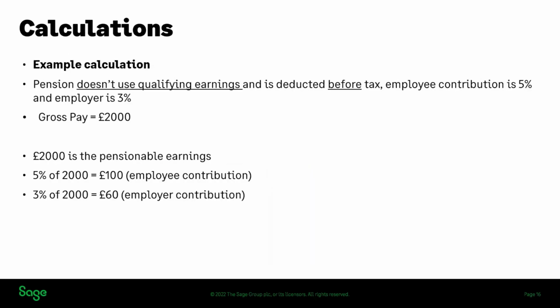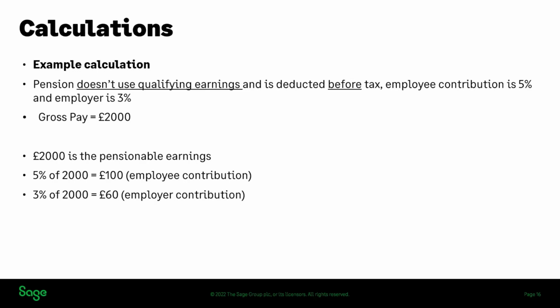Okay, so a couple of examples to go through. The first example is we have a pension scheme that doesn't use qualifying earnings at all, and it's deducted before tax. So the employee contribution is 5%, employer is 3%, and the gross pay is £2,000. This employee is also monthly. So £2,000 is your pensionable earnings. It doesn't use qualifying earnings, so it's just the gross pay.